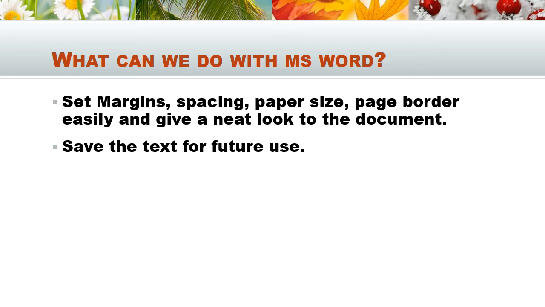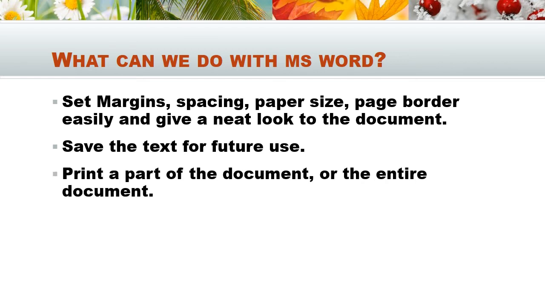Save the text for future use. Suppose you had written something on a piece of paper and then you lost it. Then you can't read the same thing again. But here you get a feature to save the text for future use. That means once you have written your text, you can save it and then you can use it even after 1 year.